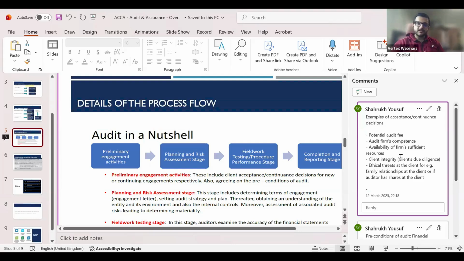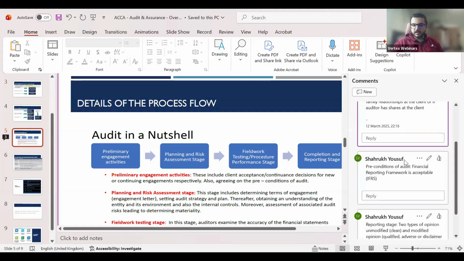So these are a few examples of acceptance and continuance decisions, and that's what you do at this stage, preliminary engagement activities. Now, again, this may not be examined at audit and assurance AA level. This will definitely be examined in your AAA exam. Okay, I'm just giving you a brief background so that it doesn't feel very new when you go to AAA, or just to open up your minds.